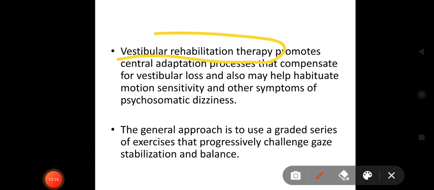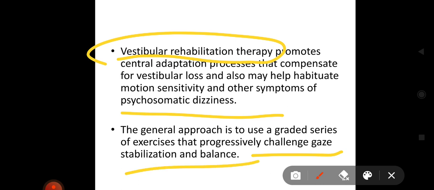Vestibular rehabilitation therapy promotes central adaptation processes that compensate for vestibular loss and also may help habituate motion sensitivity and other symptoms of psychosomatic dizziness. The general approach is to use a graded series of exercises that progressively challenge gaze stabilization and balance. So this was all about vertigo.